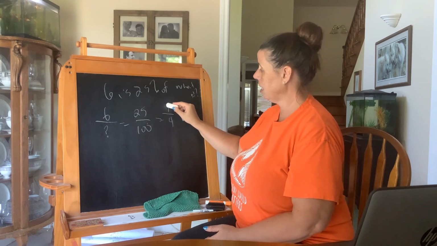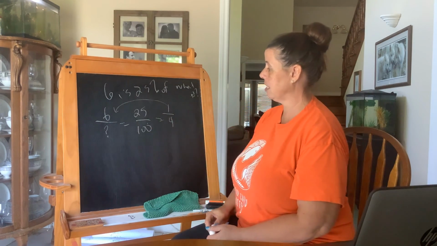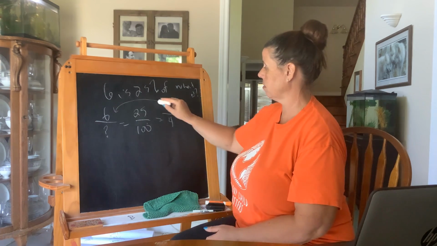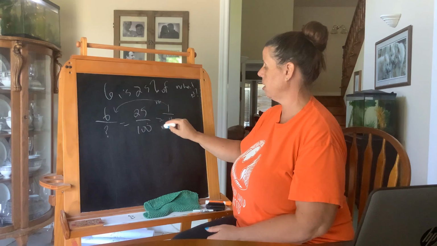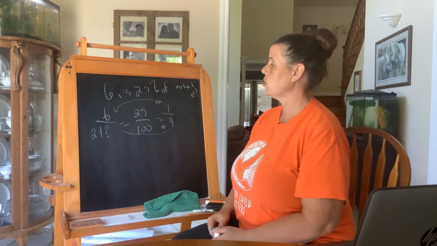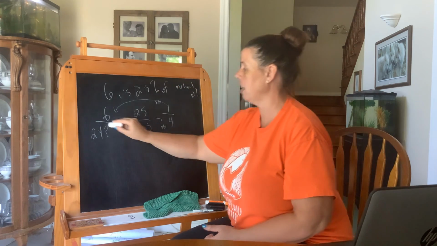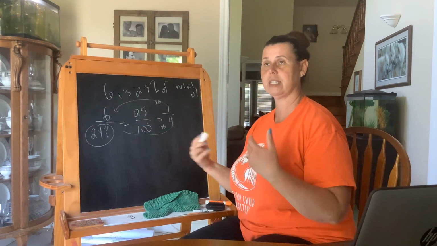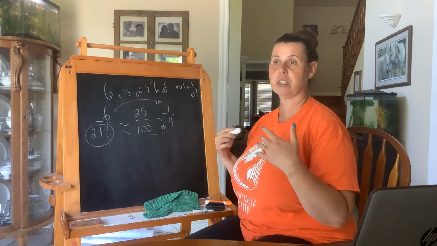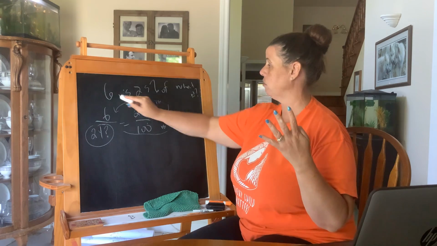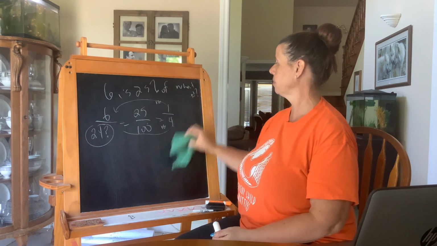Now, I can go from 1 to 6, right? How many 1s make 6? Times 6. So I go times 6 down here, and I end up at 24. So 6 is 25% of 24, which makes sense because 25% is a quarter, so that means there'd be 4 of them, so 4 6s make 24.